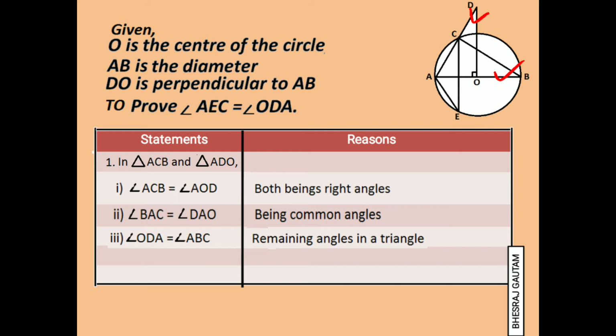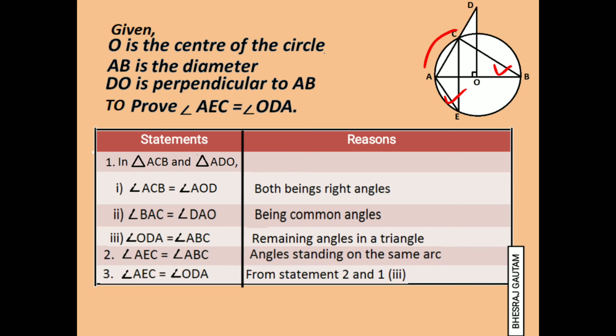Now, in triangle AEC and triangle ABC, we can write angle AEC is equal to angle ABC as both angles are the inscribed angles standing on the same arc AC. Finally, we can conclude that angle AEC is equal to angle ODA from statements 2 and 1, 3.